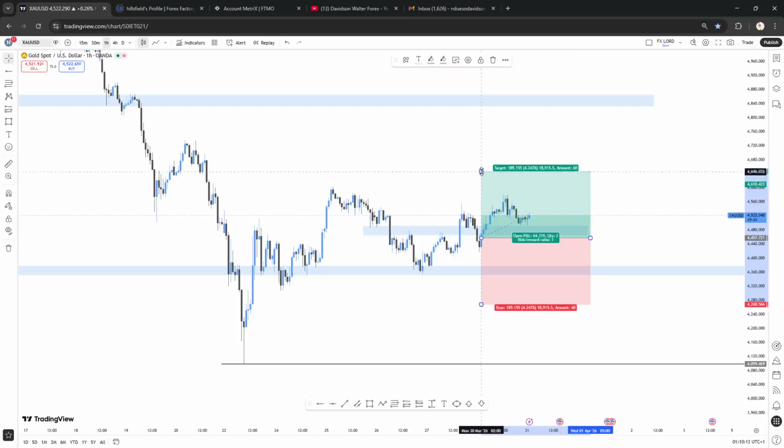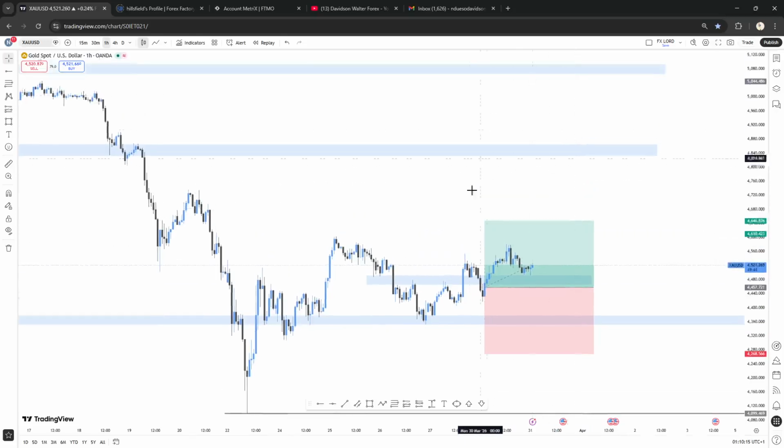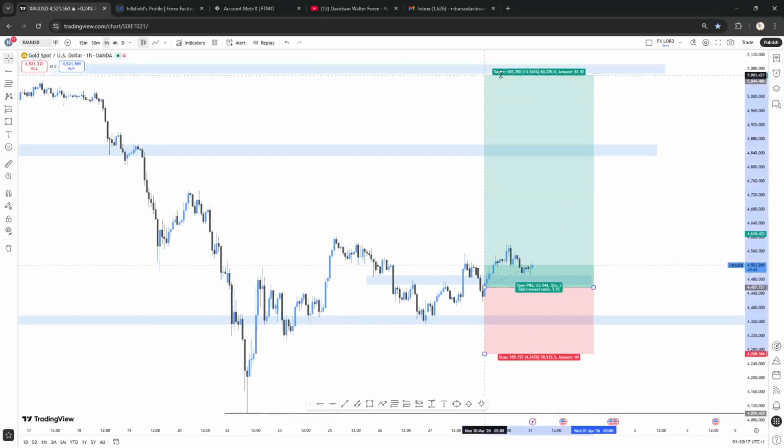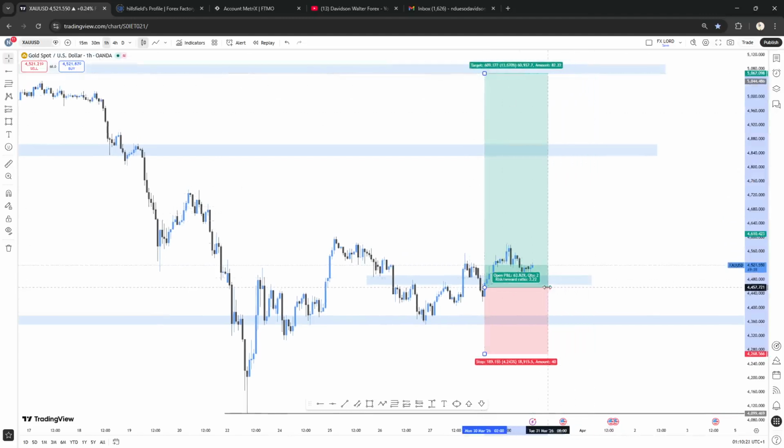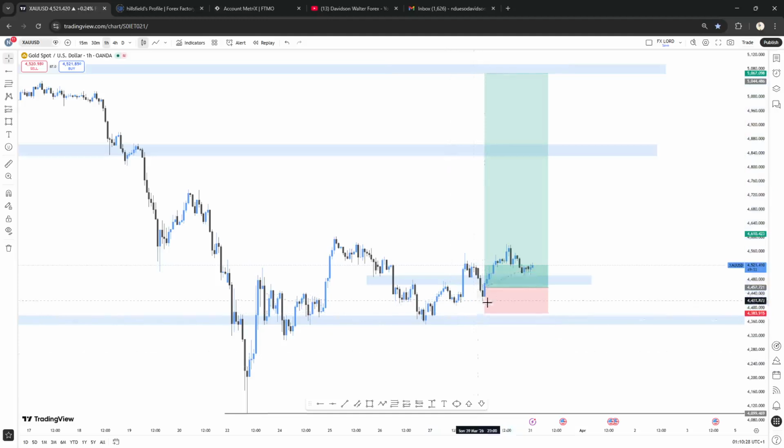So I'm very much still holding, and I'm swinging this trade. I want to swing it to this level. I'm in here and my stop loss is below this low.